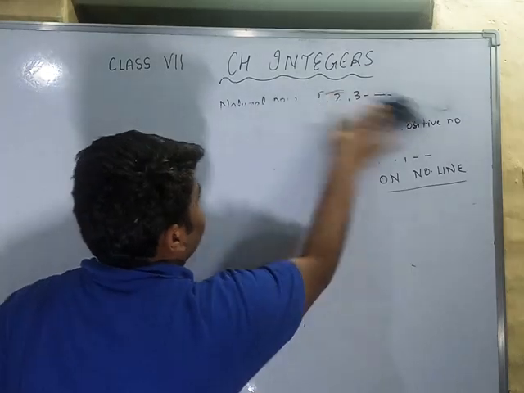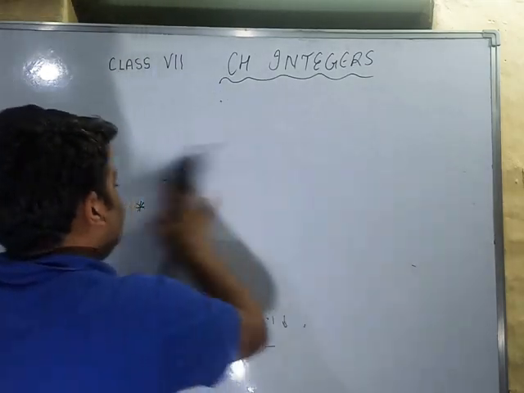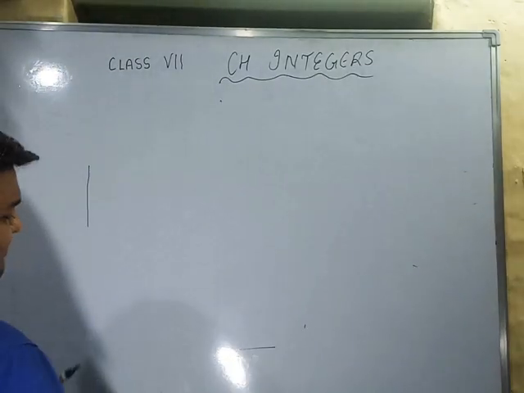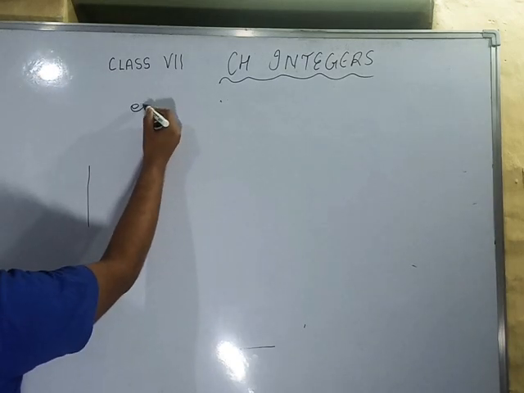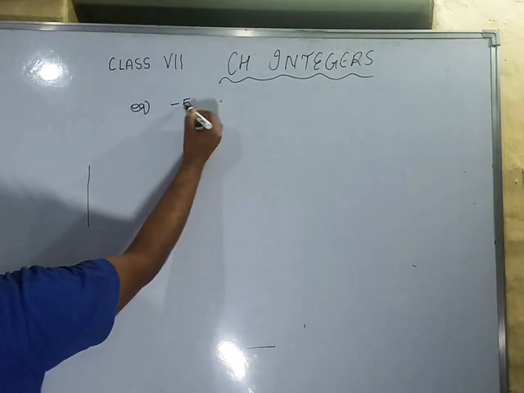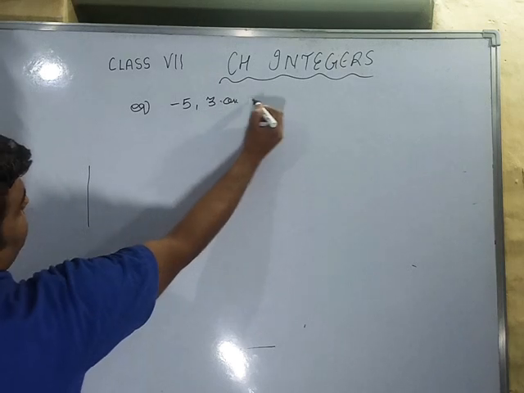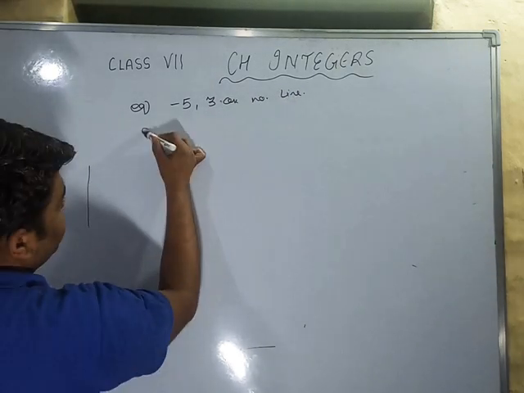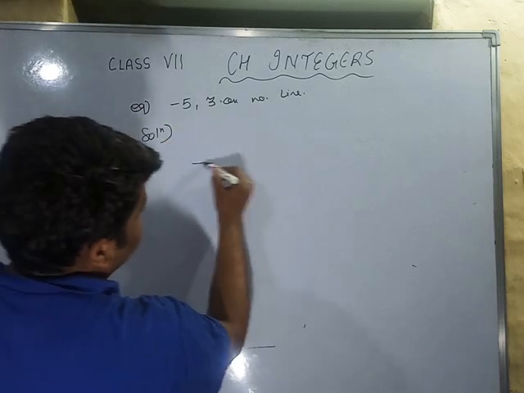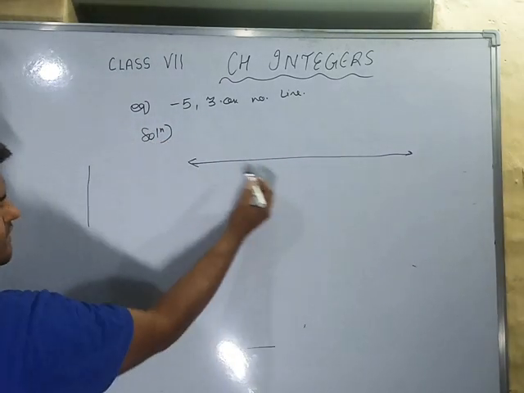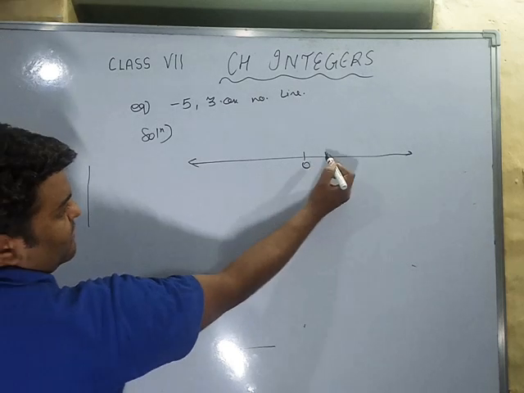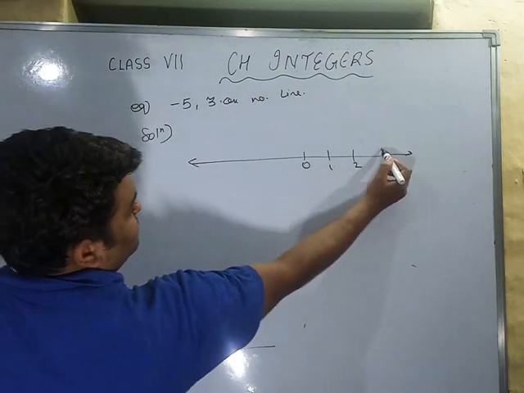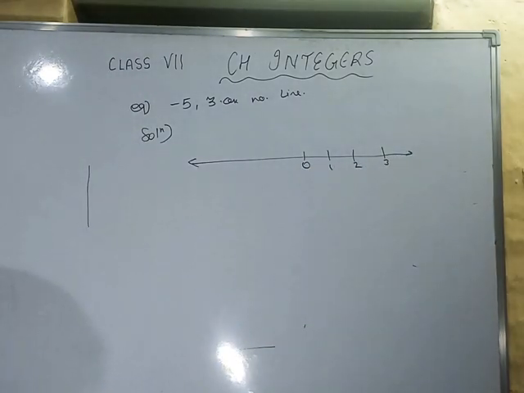Okay, now I will tell you how to plot different integers on number line. So I will take an example. To represent integers on number line, example, minus 5, 3 on number line. Represent minus 5 and 3 on number line. Simply, I'll make a number line like this. Here will be 0, 1, 2, 3 and the gapping should be equal.